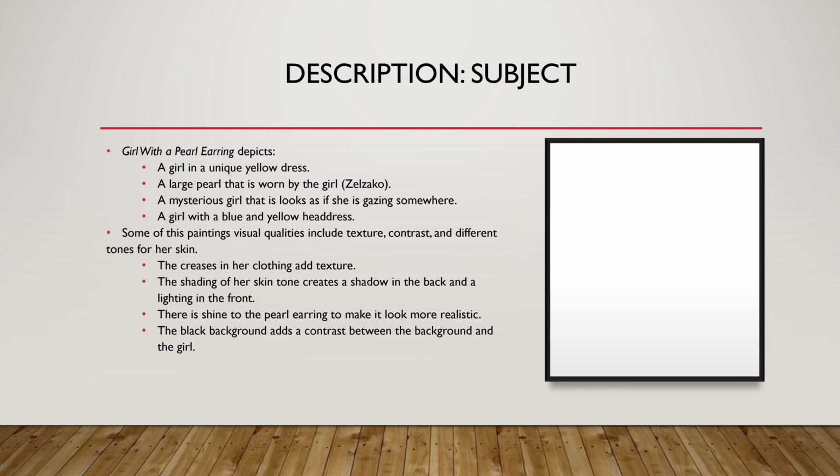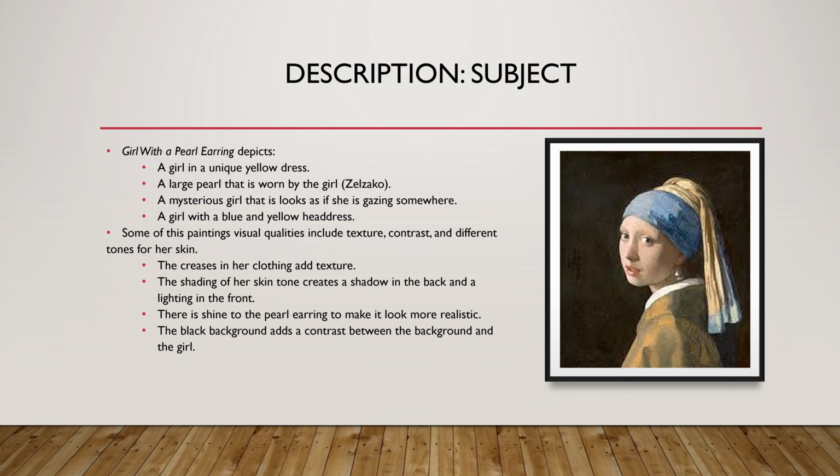Girl with a Pearl Earring depicts a girl who is shown in a unique and exotic yellow dress, with a blue and yellow headdress. The main feature that seems to stand out of all of her clothing is the large white pearl earring. Additionally, it depicts a mysterious girl who is shown gazing somewhere. Besides that, there are some visual qualities which include texture and contrast, as well as the different tones used for her skin. Additionally, there are creases in her clothing to add texture to the material of her clothes. The shading of the skin in the light and shadow creates contrast, as does her glossy pearl earring, which shines, and the black background, which creates a contrast with the girl.